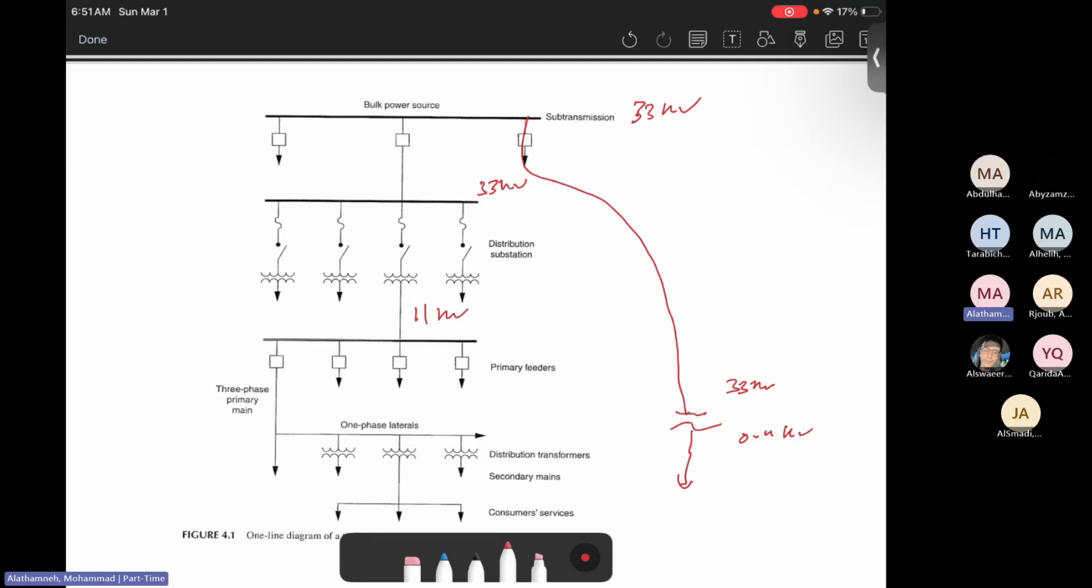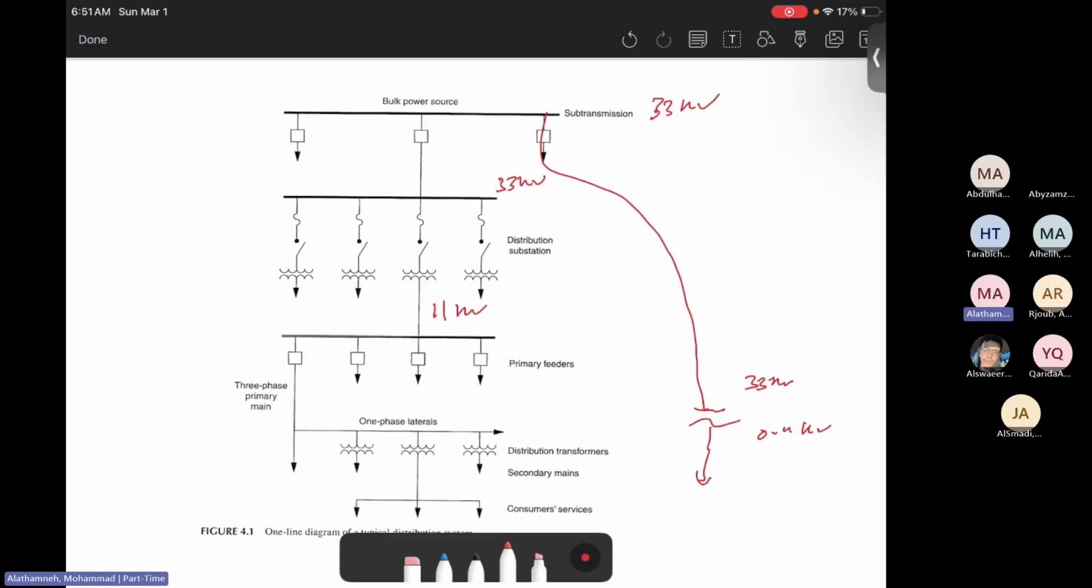Then here is 11 kilovolts. Then from 11 kilovolts, when we are going close to the neighborhood or close to the area, we convert 11 kilovolts to 0.4 kilovolts. So sometimes 33 kilovolts will be converted directly to 400 volts, or 0.4 kilovolts, or sometimes it will be converted in steps. The first step, 33 kilovolts to 11, and the second step, 11 to 0.4 kilovolts. So which one is used? Again, this part is used in rural areas, or very small towns.